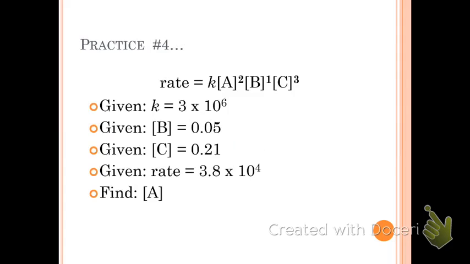Practice number 4. In this one, you're given K of 3e to the 6. You're given B concentration of 0.05. You're given C concentration of 0.21. You're given the rate of 3.8 e to the negative 4. First of all, go ahead and set this up. Do your substitution. Pause the video. Press play when you're ready to continue.